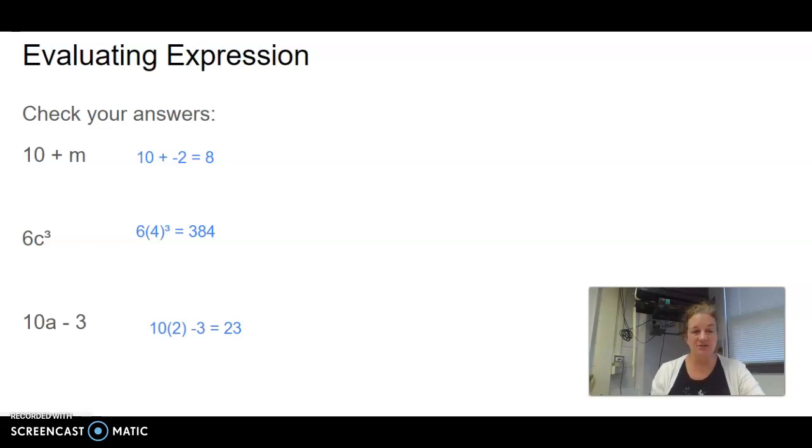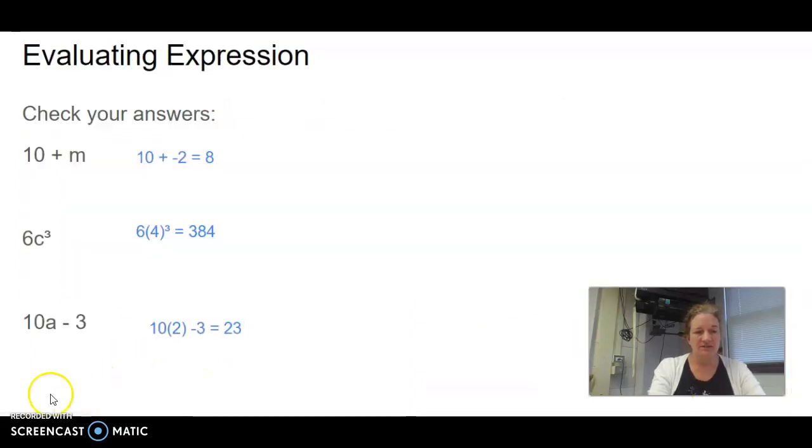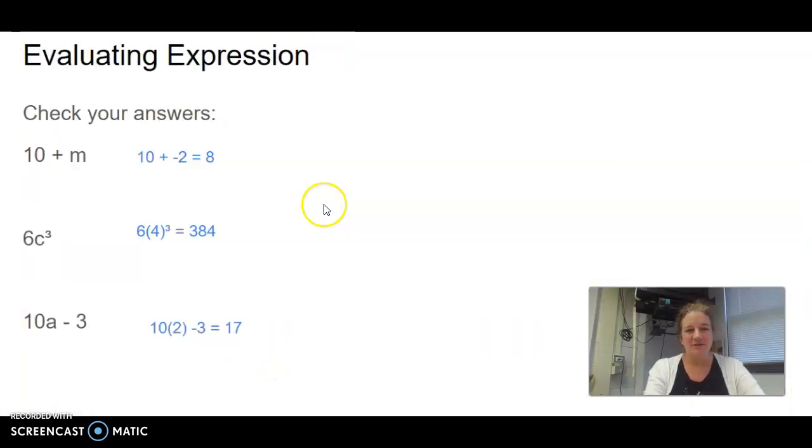Oh my goodness, that's the wrong answer, Miss Barnett. You put the wrong answer on the screen. I can't believe I just did that. That is not the right answer. It's actually 17. I'm going to try and fix that right now. Hold on. I fixed it. 17. Okay.